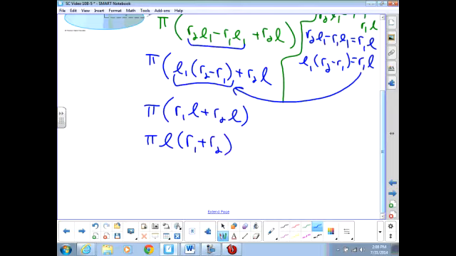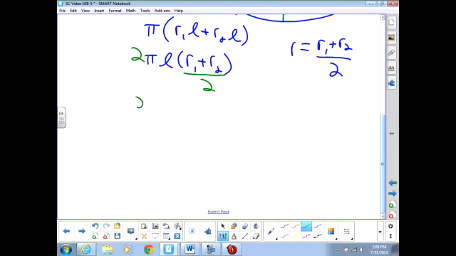You may remember from when we did shells, we defined plain old R to be the average of R1 and R2. Well, we're going to do the same here. In order to get that average, R1 plus R2 over 2, we've got to divide by 2, but to keep it balanced, we'll have to put a 2 out front. Well, now we have R1 plus R2 over 2, so this just becomes 2 pi L times R, or as we're more used to seeing it, 2 pi R L.